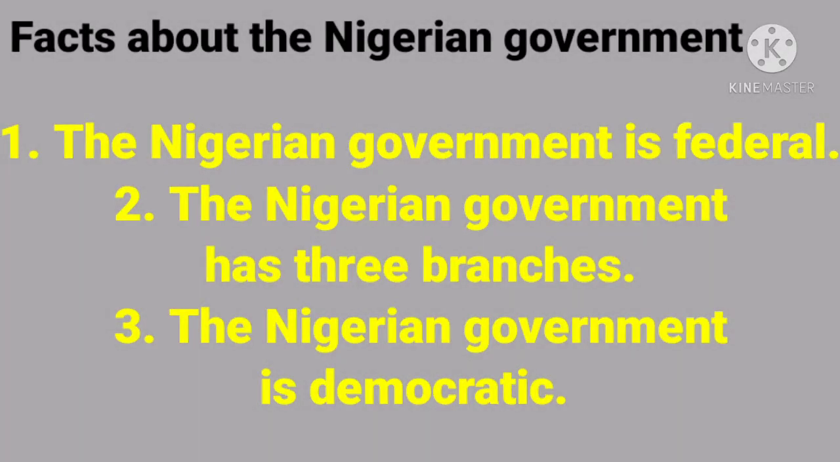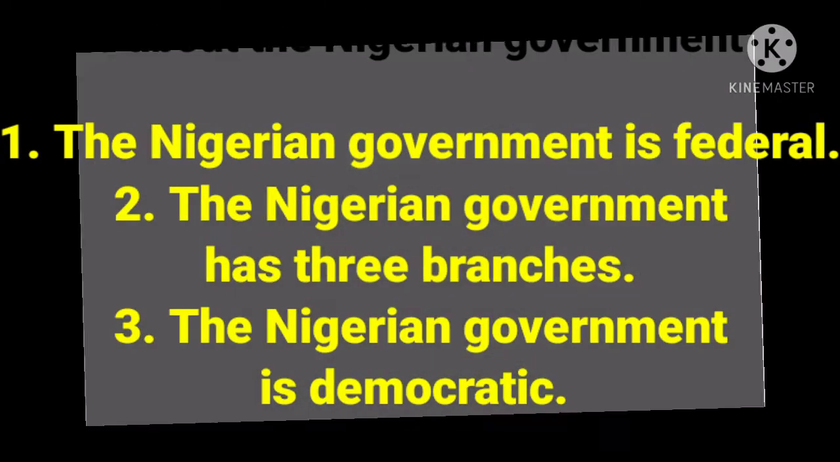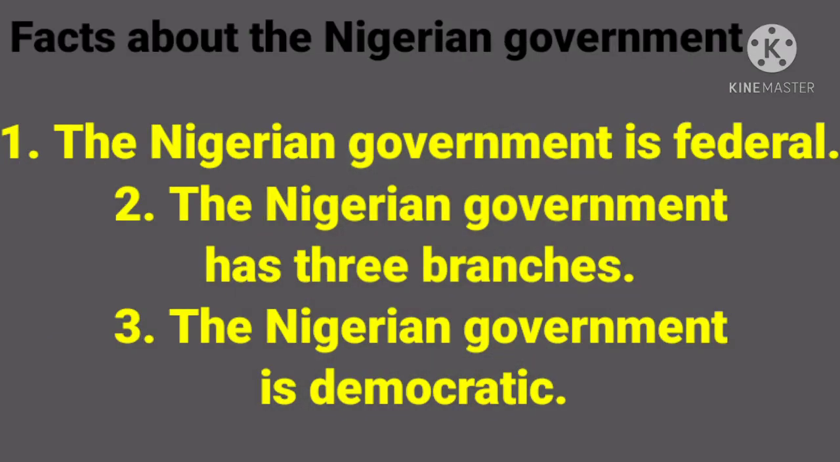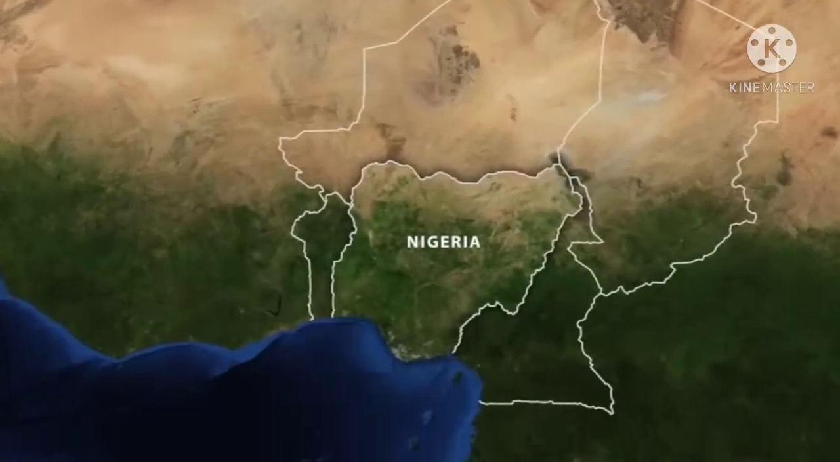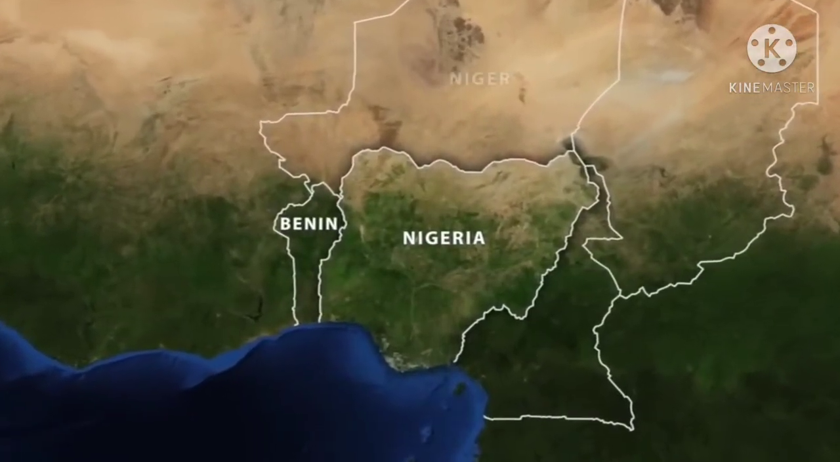First, the Nigerian government is federal. The Nigerian government has three branches. The Nigerian government is democratic. That is, it is selected by people who represent them.